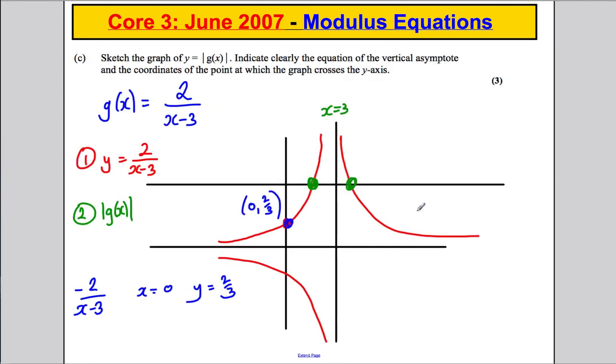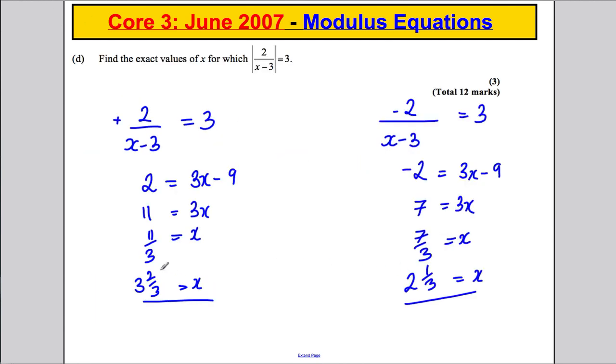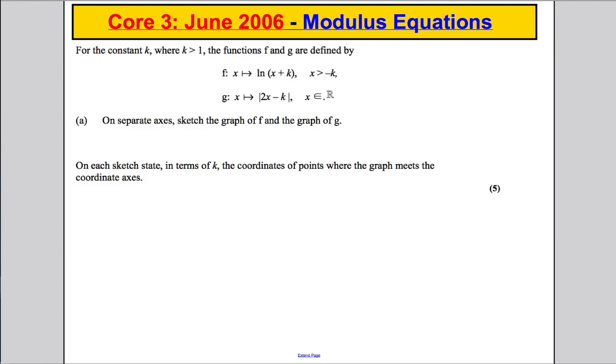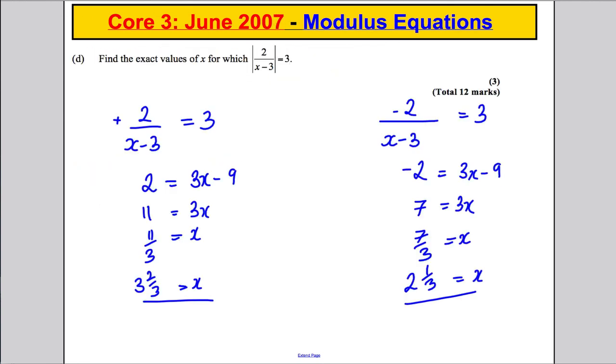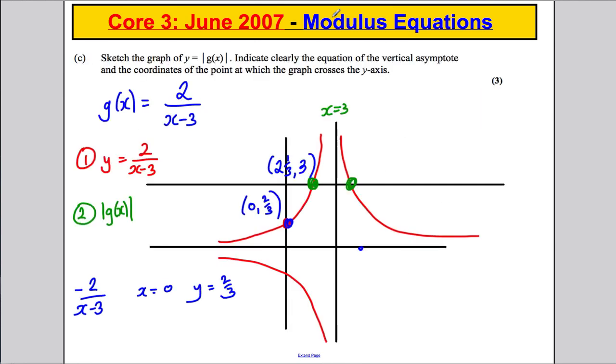Does that make sense on the graph? Well, this here looks like the point 2 and 1/3, 3. And this one over here looks like the point 3 and 2/3, 3. And I've done.